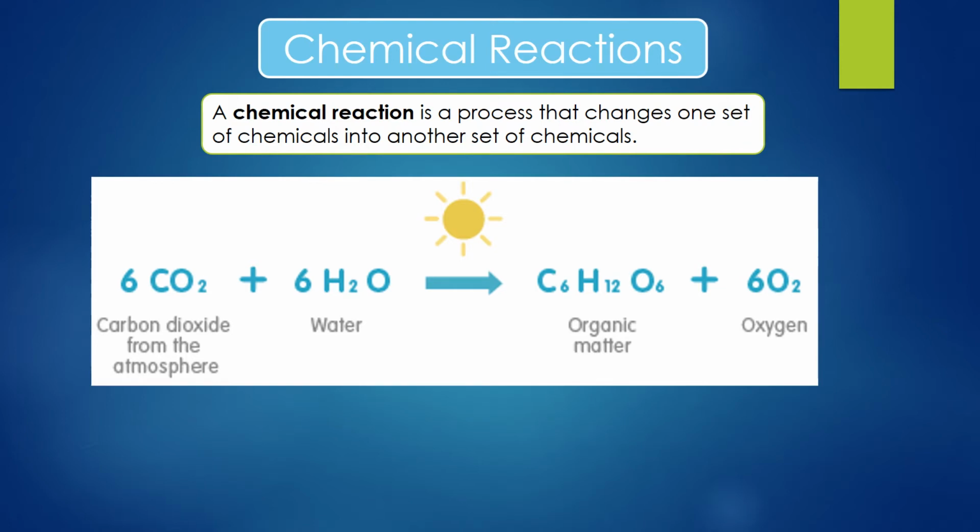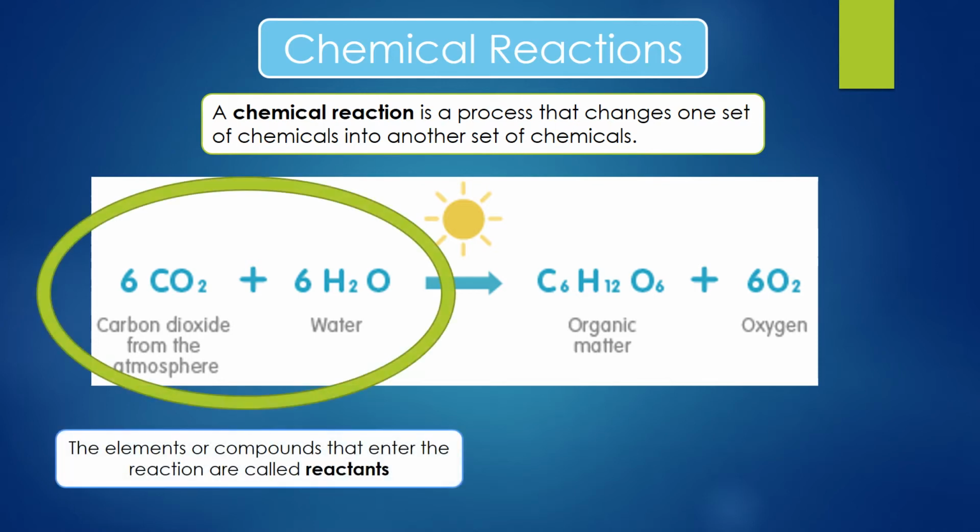A chemical reaction is a process that changes one set of chemicals into another set of chemicals. Here's a common chemical reaction in nature called photosynthesis. In this equation, the reactants are on the left side of the arrow. They're kind of like the ingredients that go into the reaction. In this case, our reactants are carbon dioxide from the atmosphere and water.